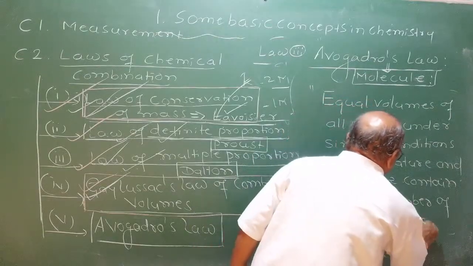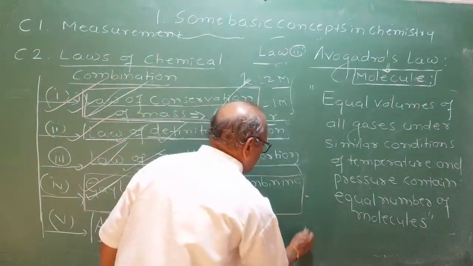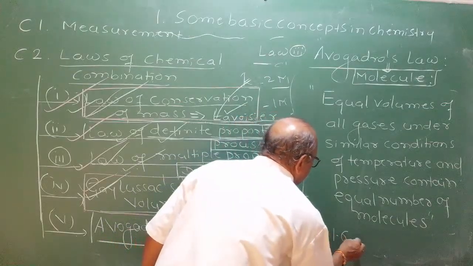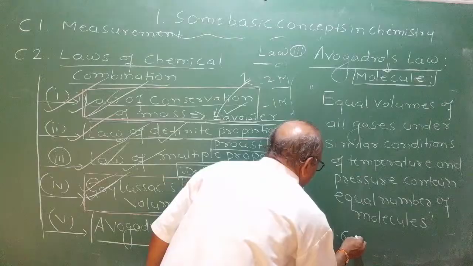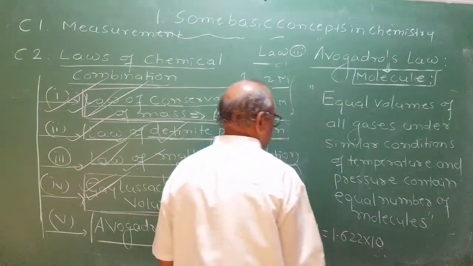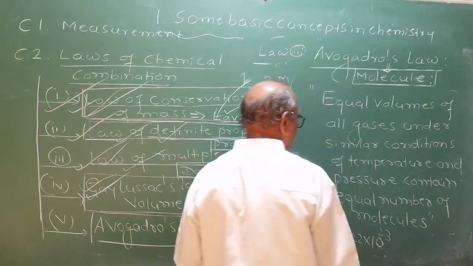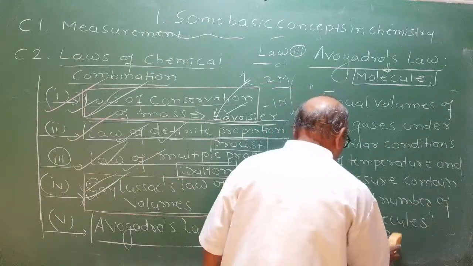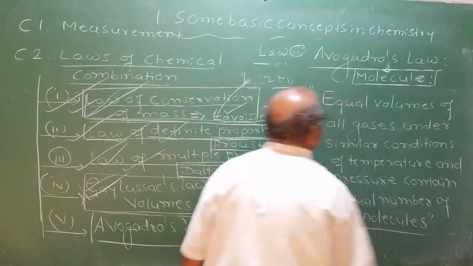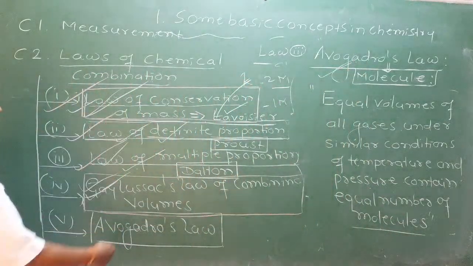This was a turning point. In honor of Avogadro, we are writing the Avogadro number, Na, as 6.022 into 10 raised to 23. I will talk about it in the next class. So that is Avogadro's number. I hope you understood all the laws in this class.